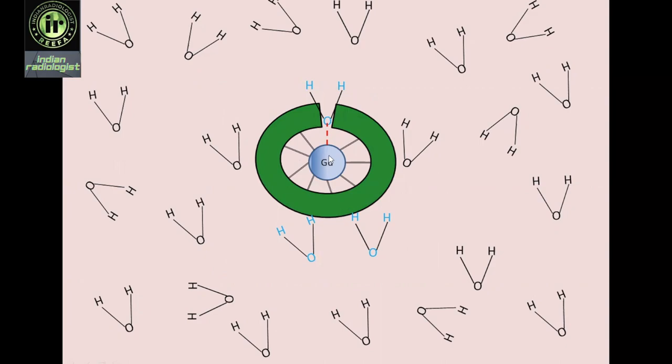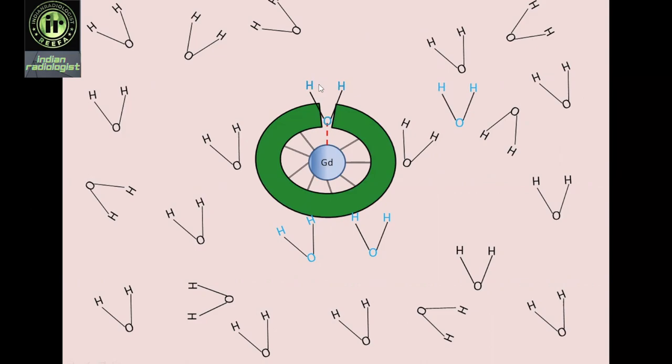It binds with the gadolinium. It forms an interaction and it gets relaxed. So the blue water molecules are those which are relaxed, and the rest of the black water molecules are not relaxed. You can observe that after the relaxation is over, it goes out into the neighboring bulk water, and another unrelaxed water molecule takes its place and that gets relaxed.